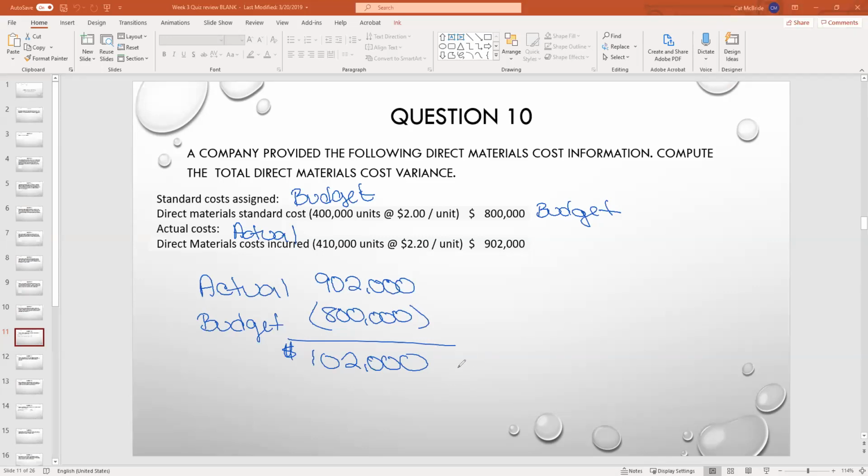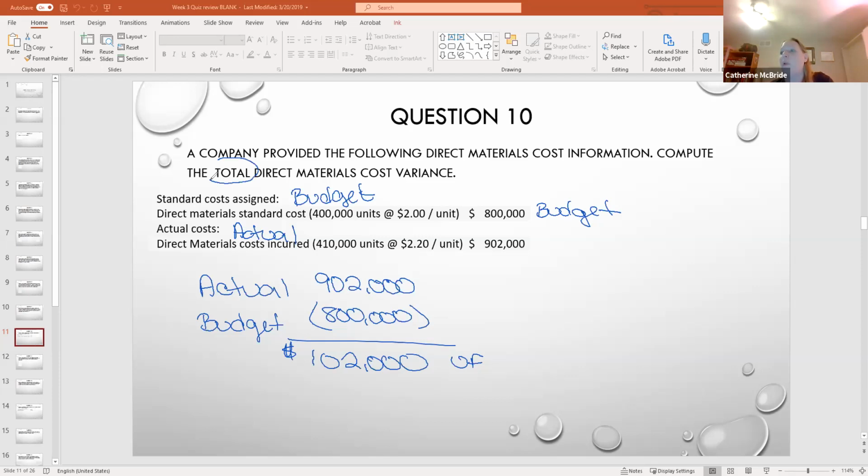It's unfavorable because we spent more than the budget. We spent more than we planned. And the reason we're looking at the total one is because this is the total. So we're not worried about it; we're looking in total. If we were separating it into efficiency and price, then we would be more concerned with the fact that we used more materials, but we paid more for them.